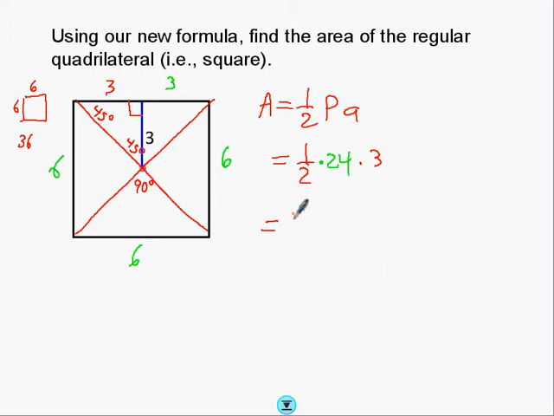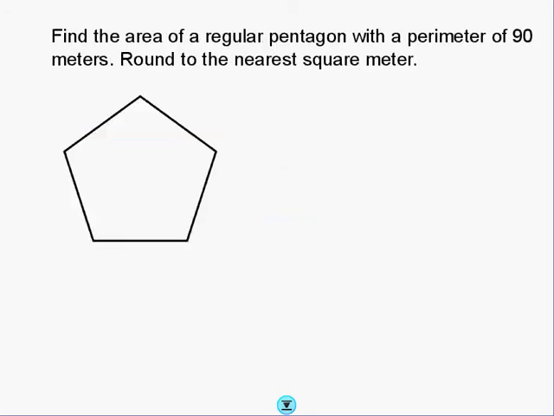Half of 24 is 12. 12 times 3 is 36. So we get the same answer. Now, in the case of a square, you never want to use this cumbersome formula, but I just wanted to take it for a simple test drive.